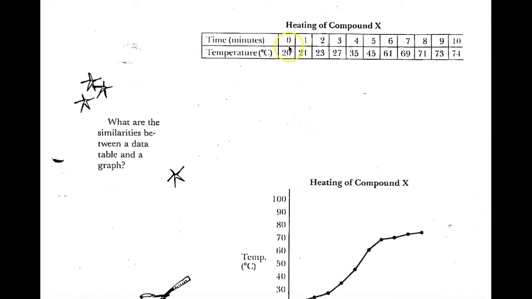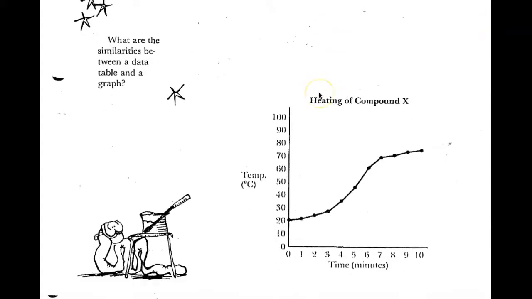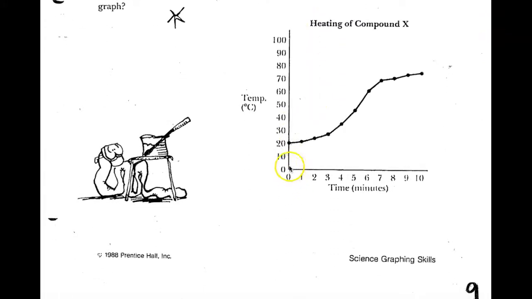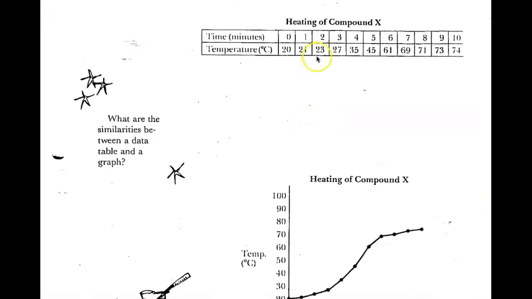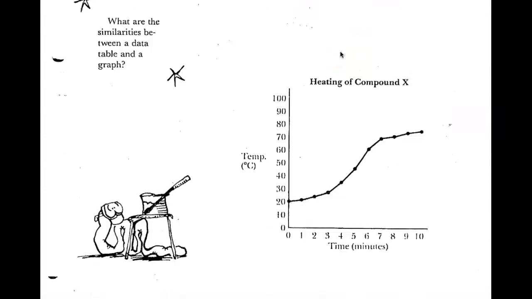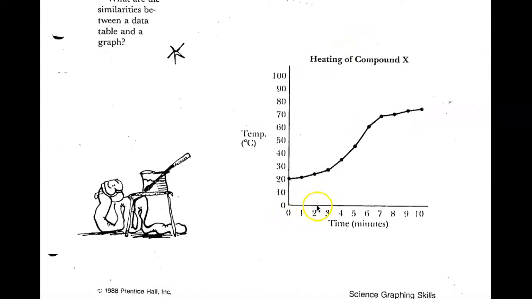So the first one that says 0, 20, 1, 21 is right here. At 0, we don't go over and we go up 20. At 1, we go up 21. Then 2, 23, and 3, 27. We always go over, then up, over, then up.